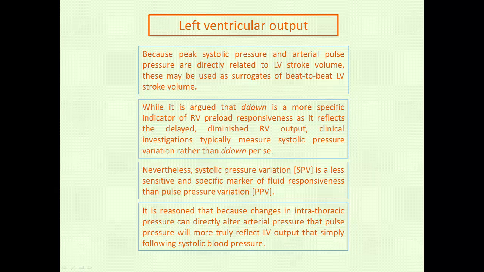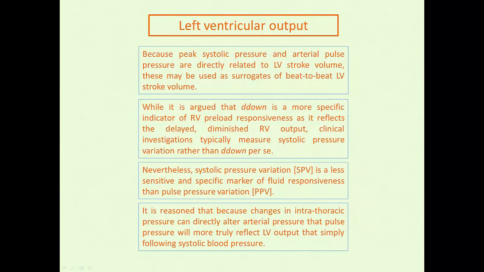It's reasoned that because changes in intrathoracic pressure can directly alter arterial pulse pressure, the pulse pressure will more truly reflect LV output than, that's a typo, than simply following systolic pressure max and min. So there's a direct, this is work I think out of Pinsky's lab that was in Chest in the late 90s, that some of the pulse pressure variation that you see from a mechanically delivered breath, some of the increase, the D up and D down, is simply a reflection of transmitted intrathoracic pressure directly to the aorta.